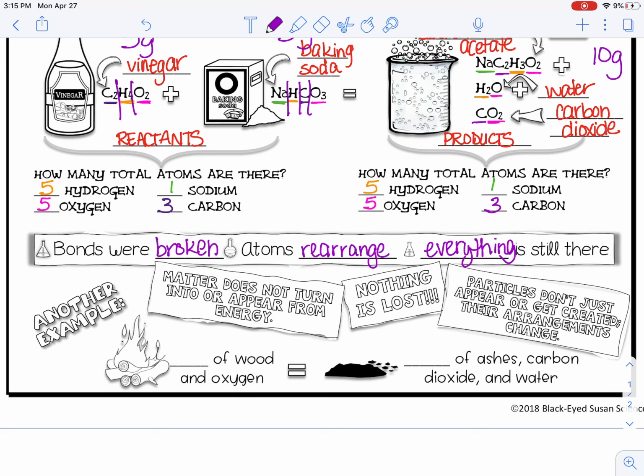So if I am burning a fire, the mass of the wood plus the oxygen, which would be a little bit difficult to measure in real life, but the mass of the wood plus the oxygen would be the same, if I was able to measure it, as the mass of the ashes, the carbon dioxide gas, and the water that was left. And if I did a chemical equation of this, I would end up with the same amount of hydrogen and oxygen and carbon atoms on both sides.